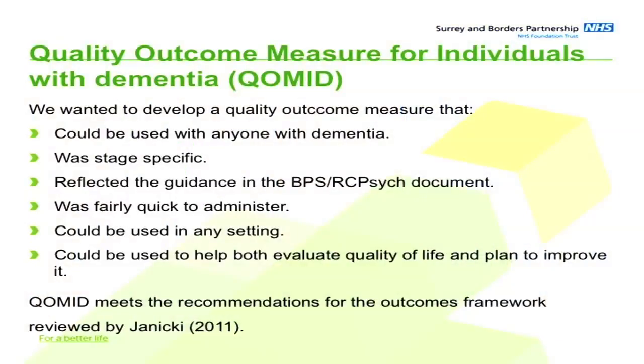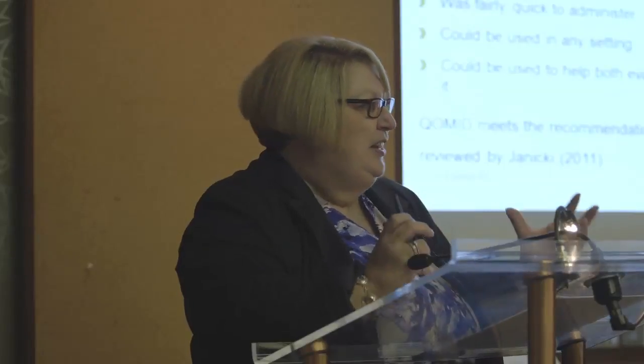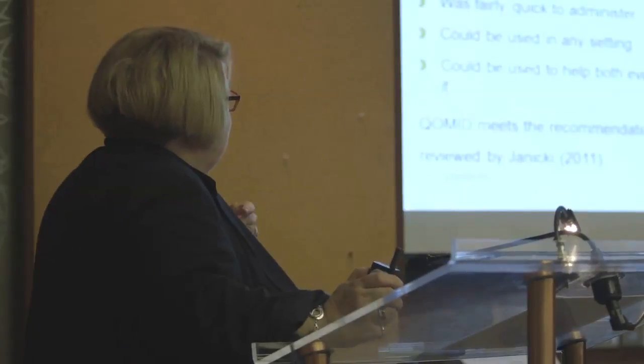So we wanted to develop an equality outcome measure that could be used with anyone with dementia, and was stage specific. That's really interesting. When we reviewed the literature in general adult dementia, there are quite a lot of different outcome measures. But the problem is that most of them just assume that dementia is a single entity and not changing. I couldn't get my head round how you could have the same quality outcome at the beginning of dementia and measure it at the end of dementia, because what you're measuring is totally different. So we wanted something that was stage specific.